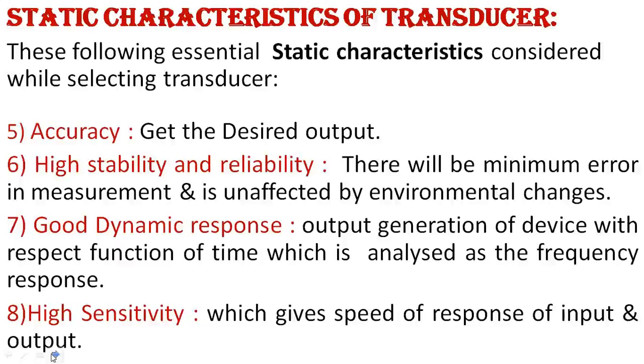Output generation of the device with respect to a function of time is analyzed as a frequency response. The next one is high sensitivity, which gives the speed of response of input and output. What do we mean by sensitivity? It is the change in output with respect to a change in input. When the input changes by some amount, the output changes accordingly. That is known as the speed of response, the speed of operating your transducer. So sensitivity is also required.